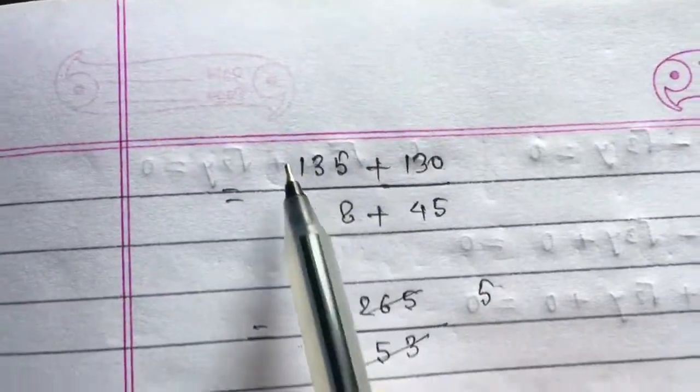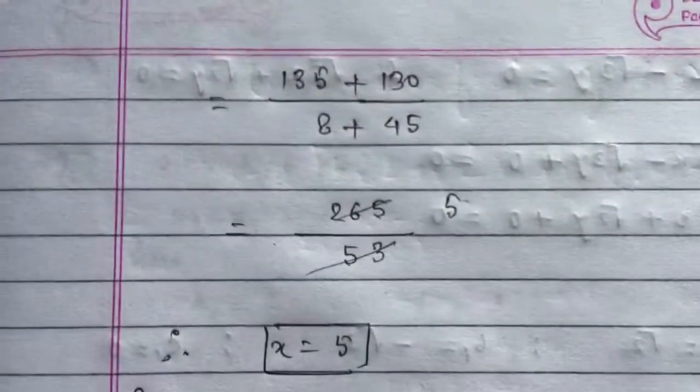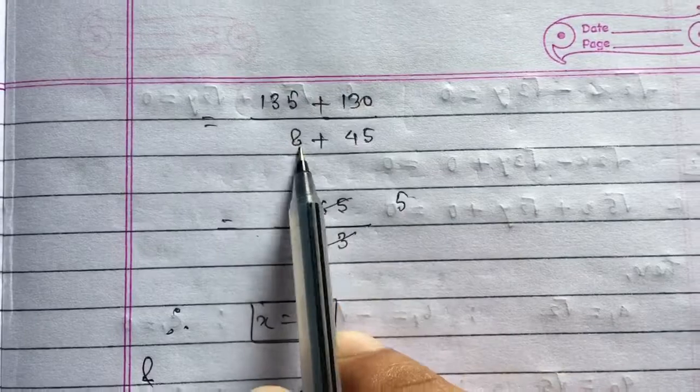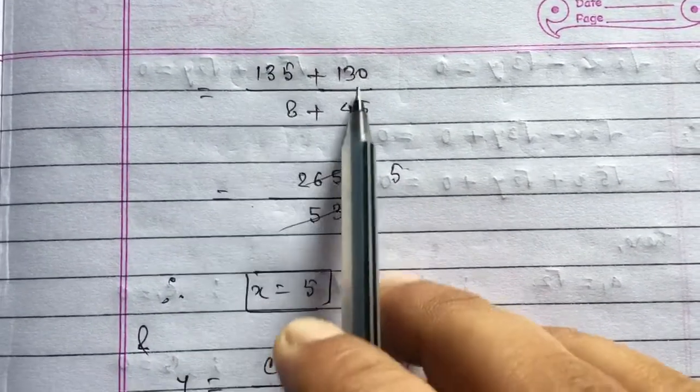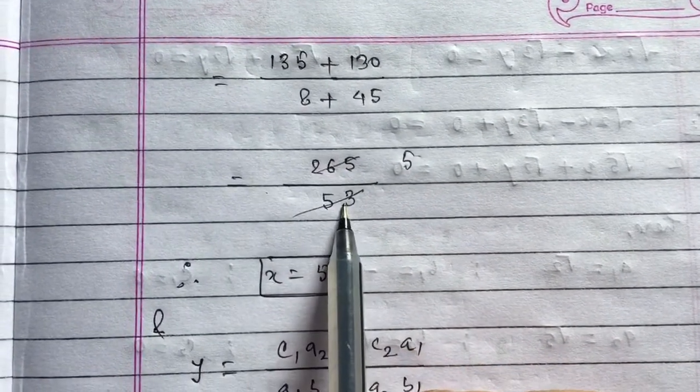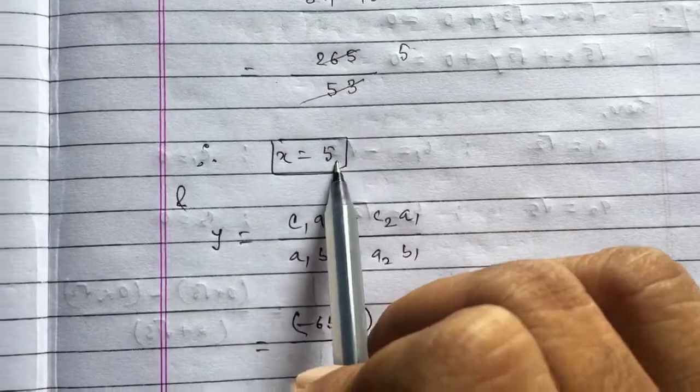Now see, 135 plus 130 divided by 8 plus 45. That is 265 by 53. 265 is cancelled by 53 five times. X is equal to 5.